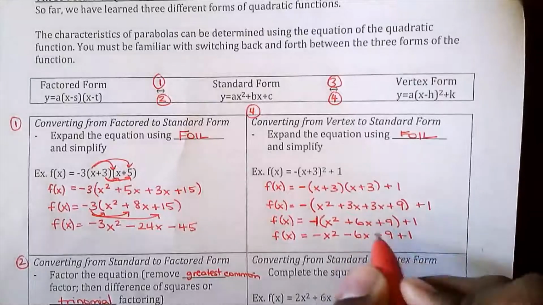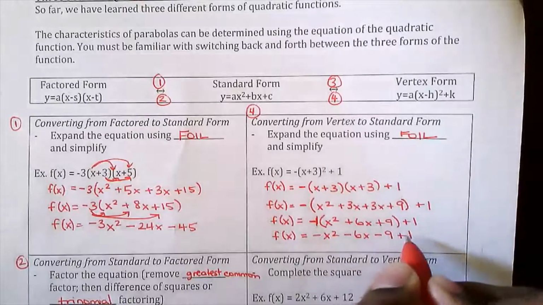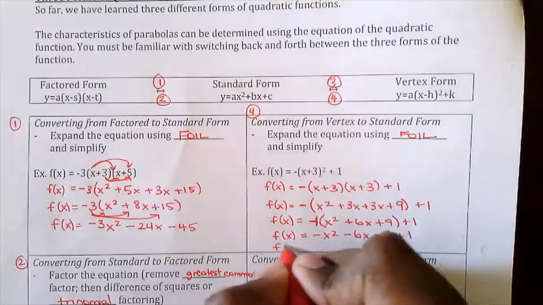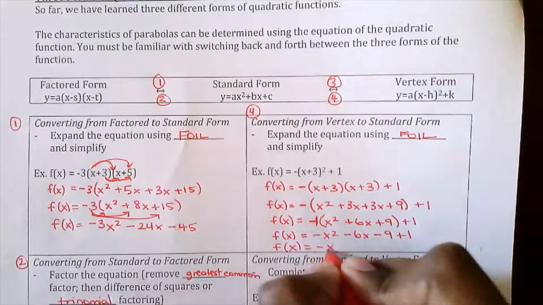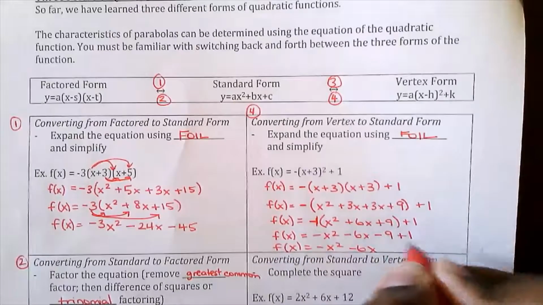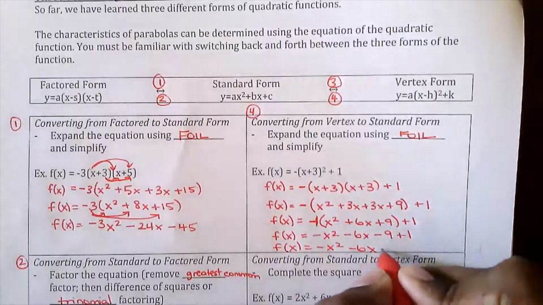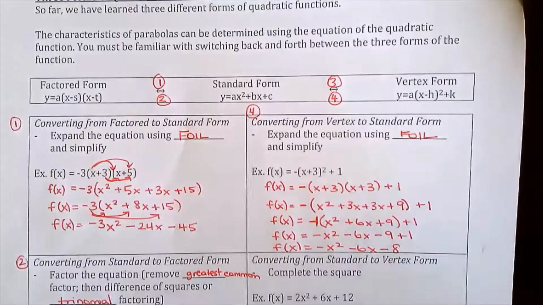I'm still not done. I still see that there are like terms I can collect here. So f of x is equal to negative x squared, negative 6x, and minus 9 plus 1 will give me negative 8. And I'm finally in standard form.